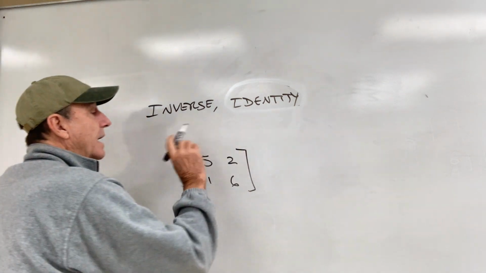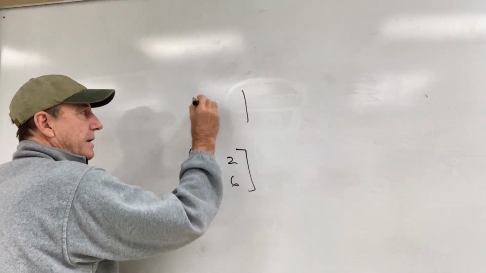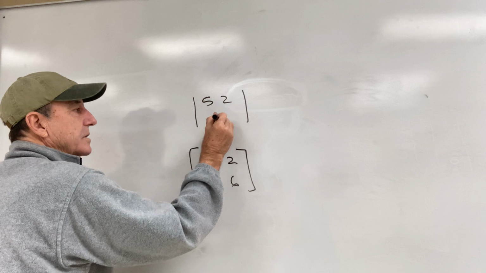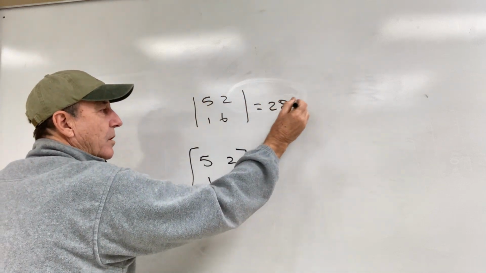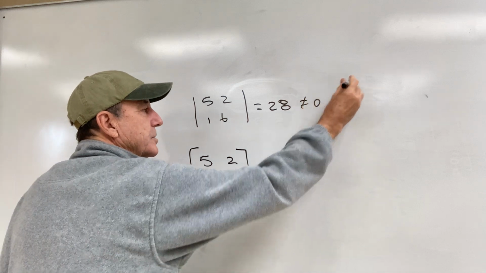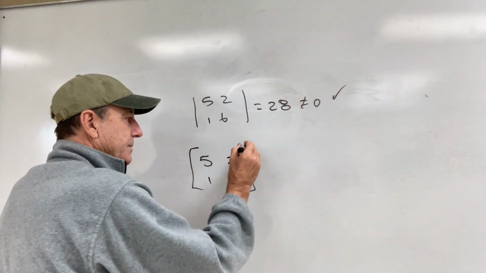So off to the side somewhere, let's go and just check out the determinant. 5, 2, 1, 6, and what's that? That's 30 minus 2 is 28. Okay, so that's not 0, which is good. We now can get an inverse. This is how you get the inverse.